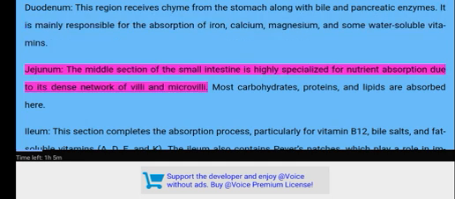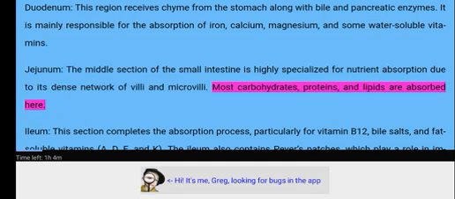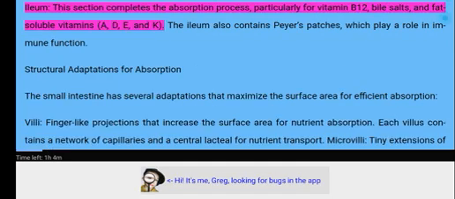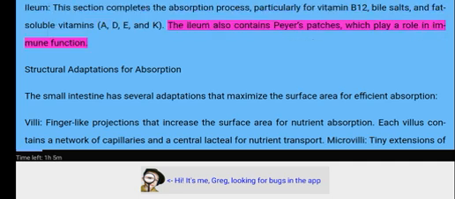Jejunum. The middle section of the small intestine is highly specialized for nutrient absorption due to its dense network of villi and microvilli. Most carbohydrates, proteins, and lipids are absorbed here. Ileum. This section completes the absorption process, particularly for vitamin B12, bile salts, and fat-soluble vitamins A, D, E, and K. The ileum also contains Peyer's patches, which play a role in immune function.